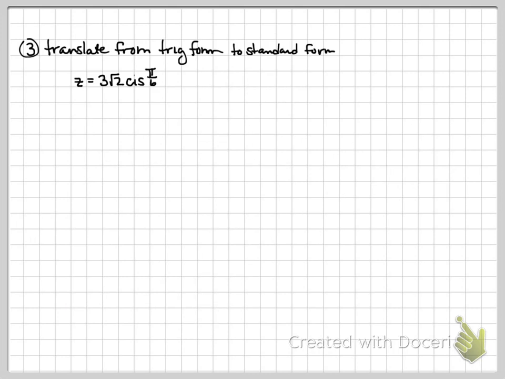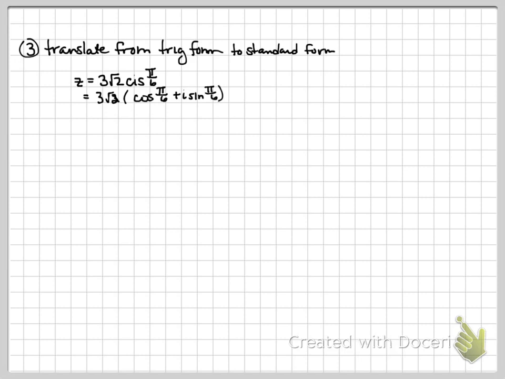So example 3 says translate from trig form to standard form. So basically I've given you the trig form. I want you to figure out what it originally was. What's the standard form? What's your a plus bi? And so the first thing I'm going to do is spread out my CIS. So I have 3 root 2 cosine of pi over 6 plus i sine of pi over 6.